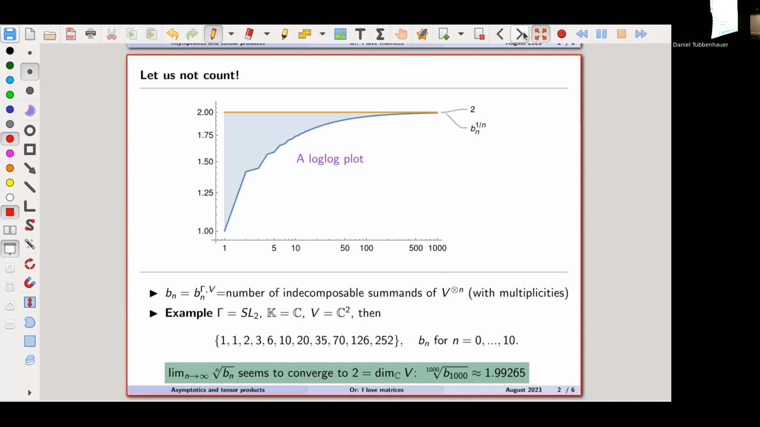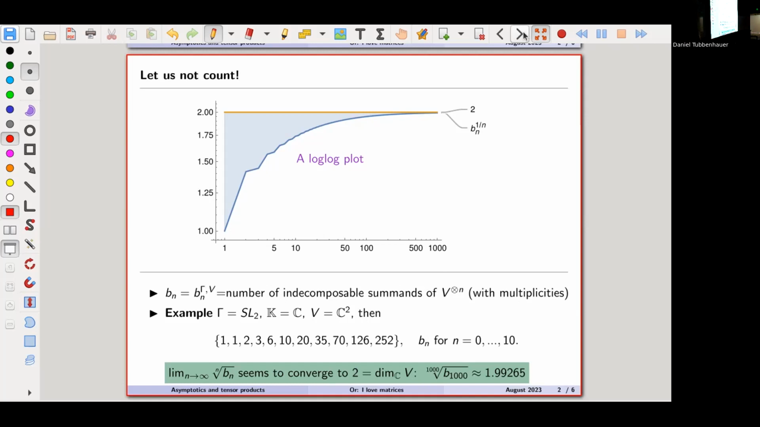The first interesting case is the second tensor power, and the first exercise is that this decomposes into a 3-dimensional representation, just the symmetric power, and the 1-dimensional representation. So I count 2, 1, 1, 2, and if you continue, you get 3, 6, and so on.